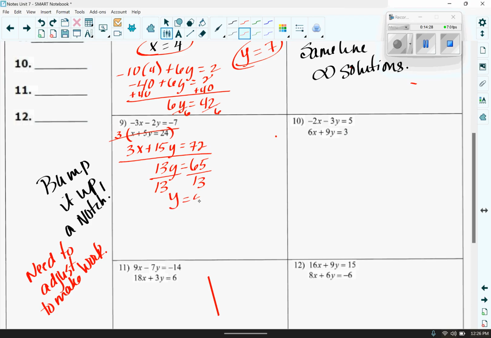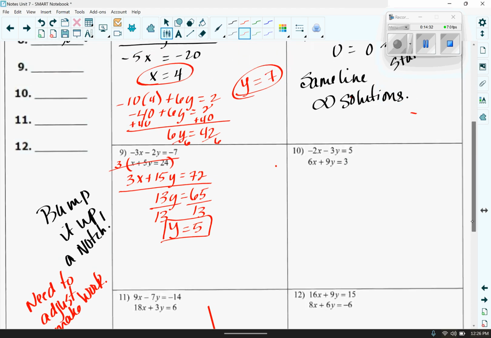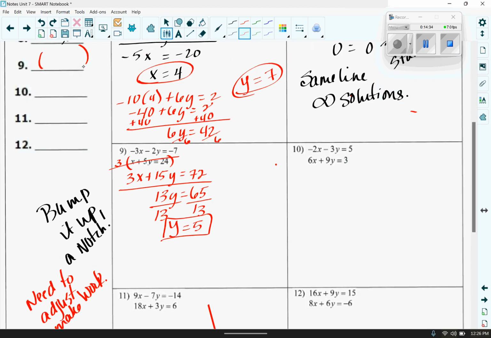And I end up with y equals 5. So number 9, if y equals 5, I can plug that right back in, and I'm going to solve for x. You can still use the one that you like, the original down here. Absolutely. So x plus 5 times 5 equals 24.